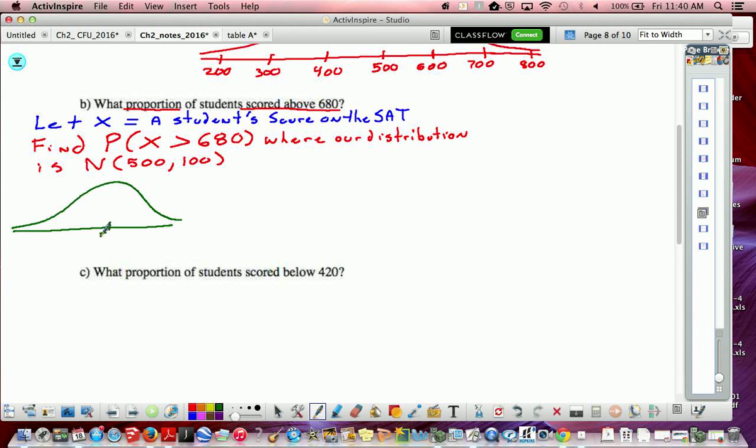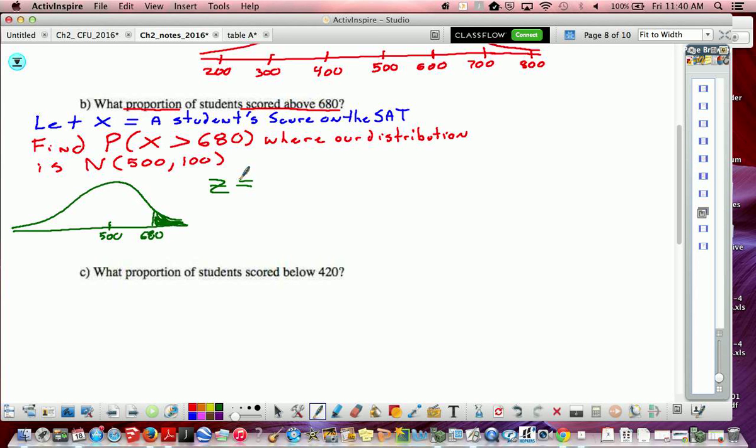My mean's at 500. I'm looking at scores that are about 680 or better. So I know that my answer should be relatively small, meaning I know for sure it's going to be less than 0.5. Now, in order to find this, I'm going to use either Table A or my normal CDF function on my calculator. And those involve z-scores. So I'm basically going to ask myself, how many standard deviations is my score away from the mean?